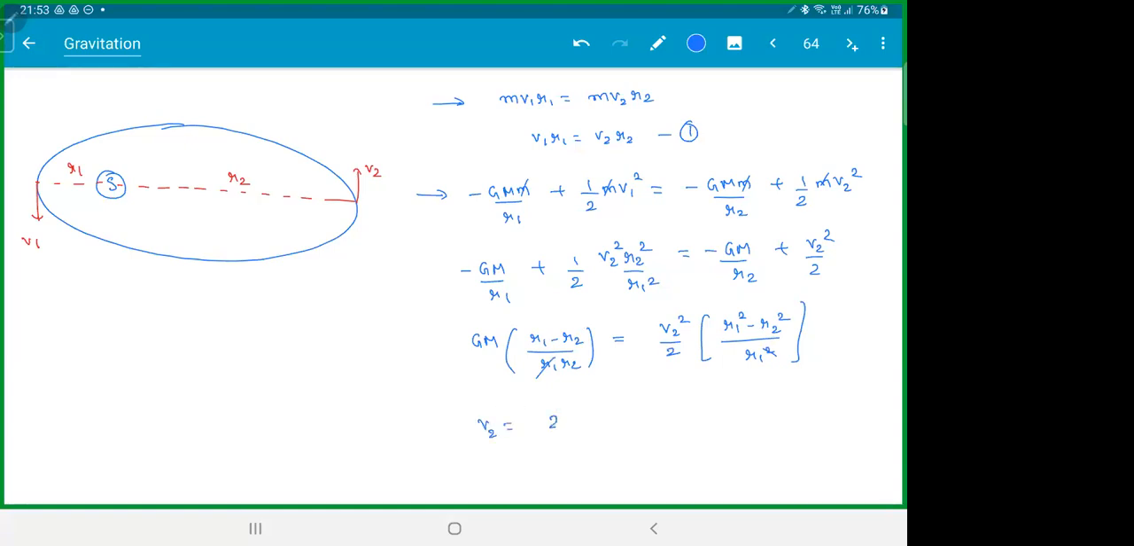So V2 will be 2GM, R1 minus R2 will cancel, by R1 plus R2, root of R1 by R2. This is your answer. Similarly, V1 will be root of 2GM by R1 plus R2. This will be reverse, root of R2 by R1.